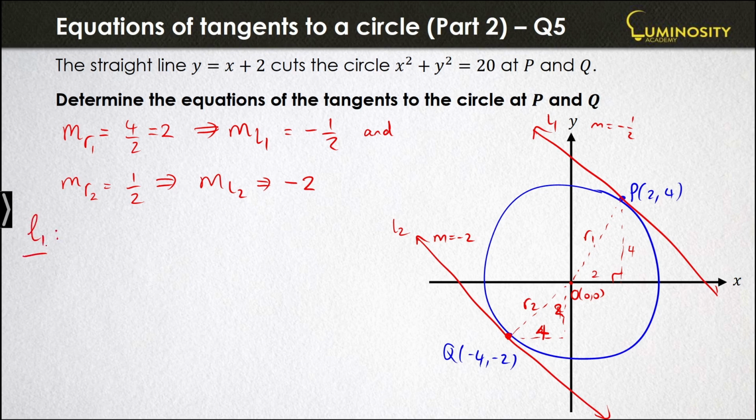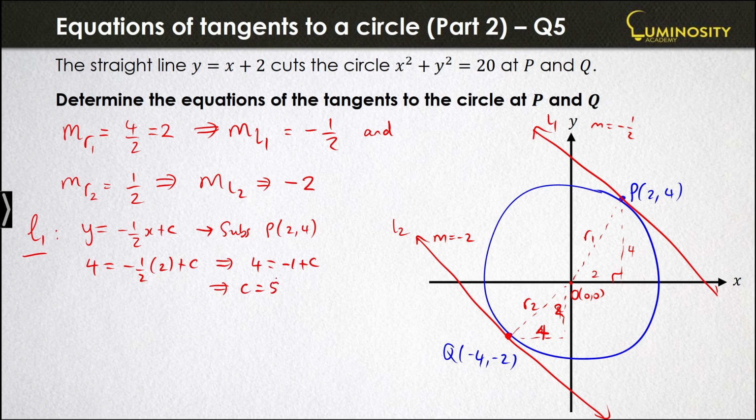Okay, so let's work with one at a time. So I'm going to look at line 1 first. That's got y equals negative 1/2 x plus c. And here I'm going to substitute the point P (2, 4). So I get y equals 4, x is positive 2. So I'm going to have 4 equals negative 1 plus c, so c must equal 5. And that makes sense. You can see it's a positive value up here. So therefore, that equation is y equals negative a half x plus 5.